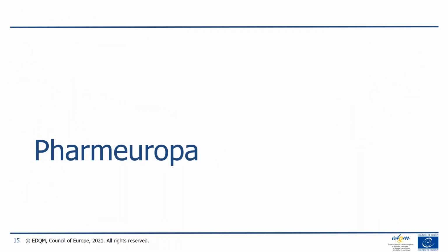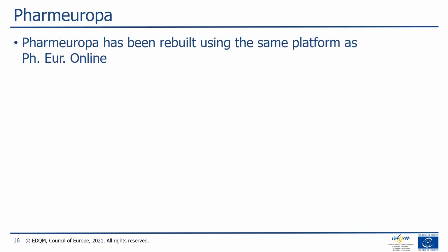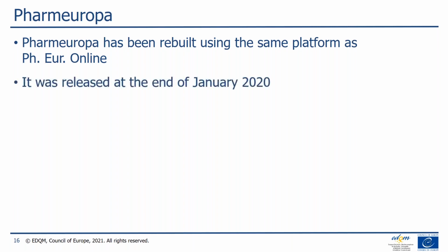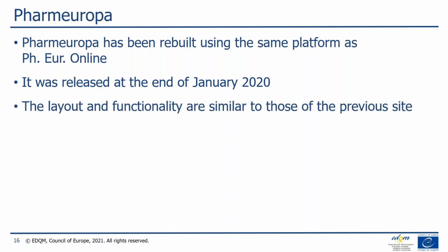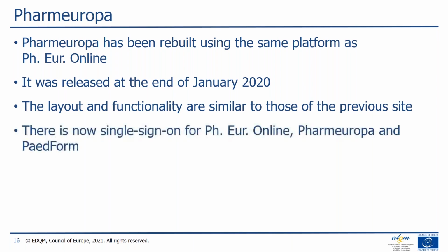So that's the European Pharmacopoeia Online, and next we'll move on to Pharmeuropa. Pharmeuropa has also been revised and moved over to the common EDQM publications platform, with the new version in production since January 2020. Having said that, the layout and functionality remain largely unchanged, so it remains intuitive to existing users. As mentioned earlier, there is a single registration system across these publications, which means that there's a single sign-on for the Pharmacopoeia Online, Pharmeuropa, and PEDForm.